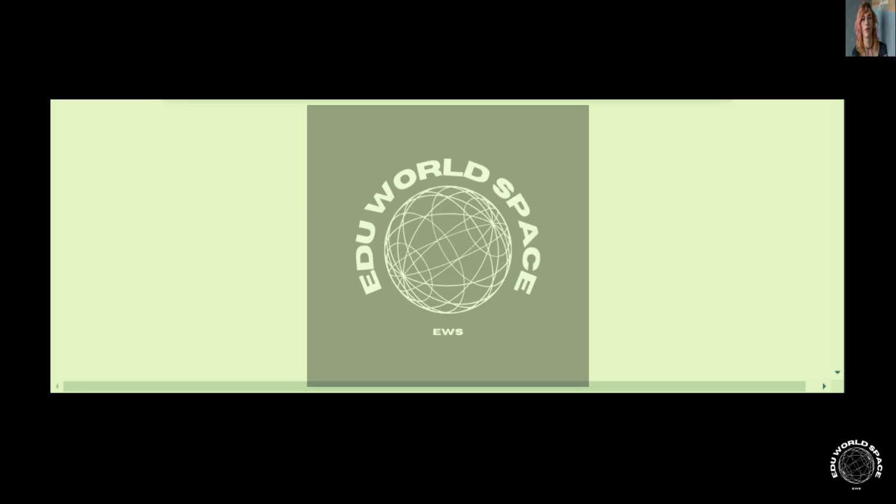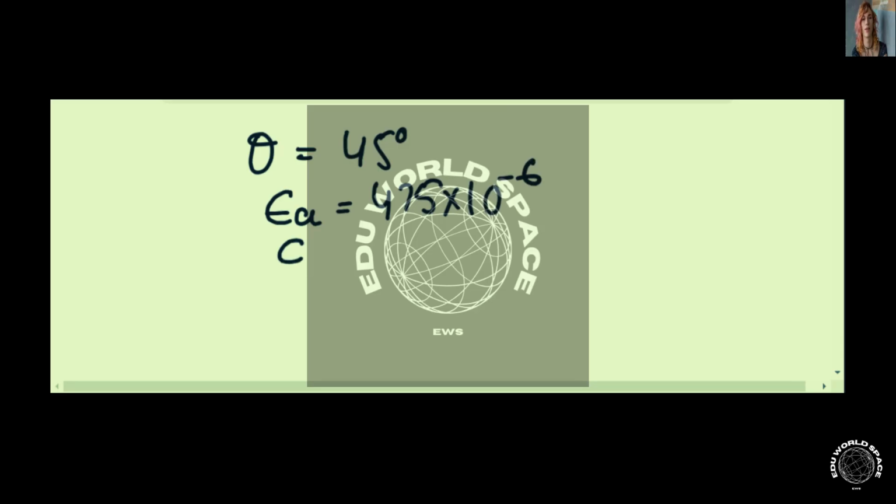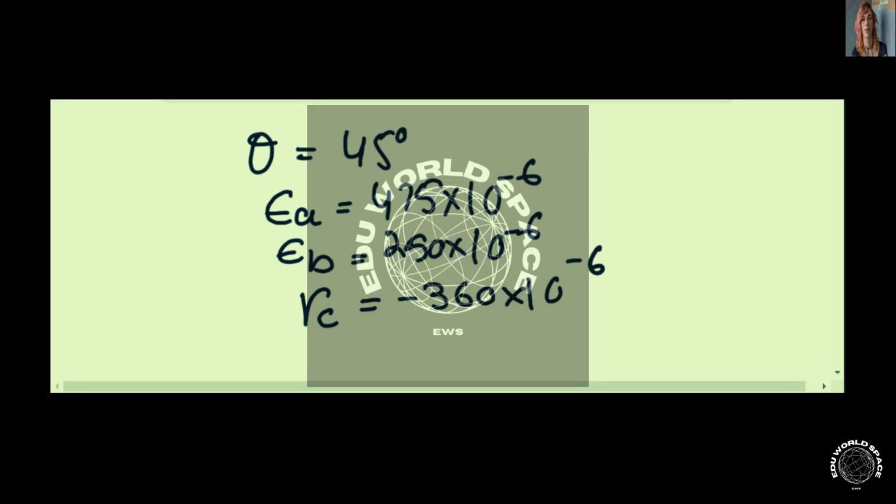So in this question, we have been given the angle of the rosette, which is equal to 45 degrees, right? And the value of the strain epsilon sub A is equal to 475 into 10 raised to power negative 6, and epsilon sub B is equal to 250 into 10 raised to power negative 6. And gamma sub C is equal to negative 360 into 10 raised to power negative 6.